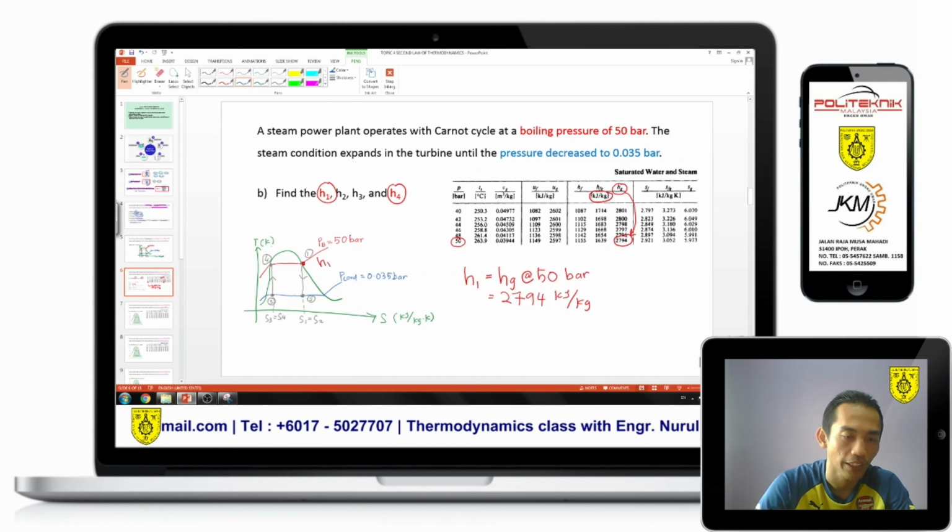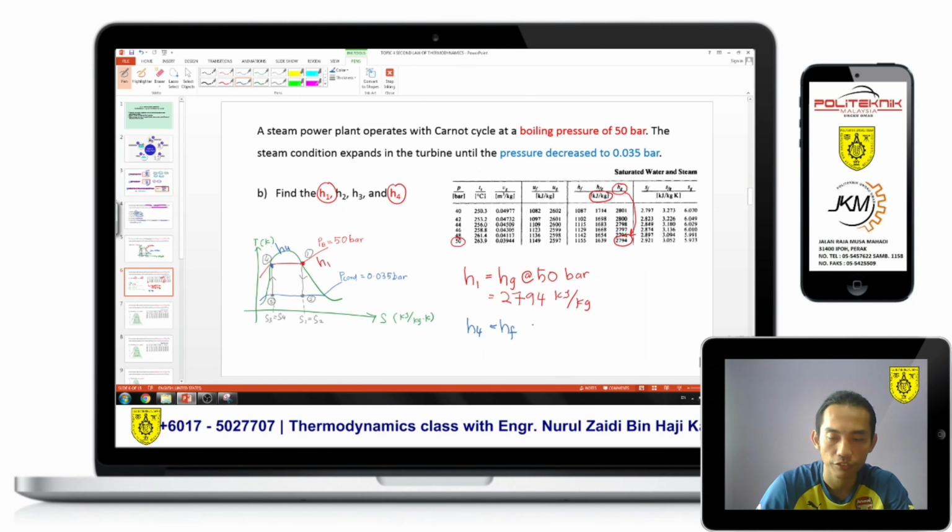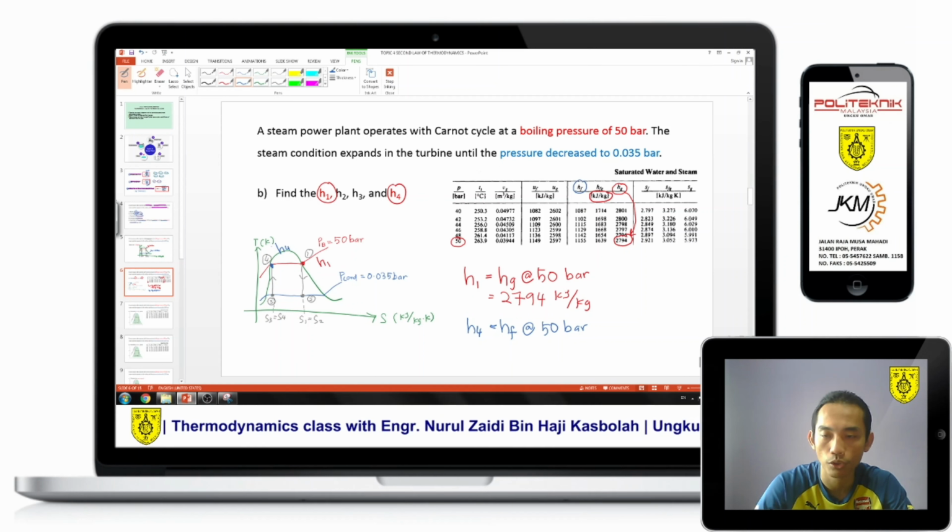H4 is the enthalpy at point 4. H4 equals Hf at 50 bar. By referring to the steam table also, we will find that Hf for point number 4 at 50 bar is equal to 1155 kilojoule per kg.